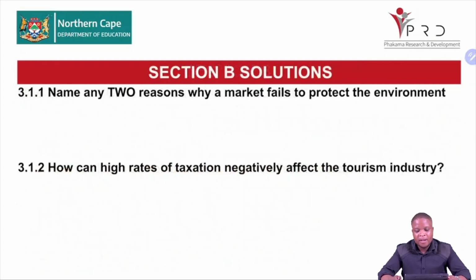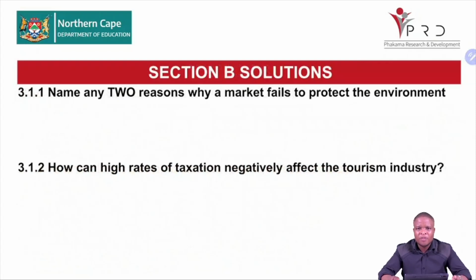Name 2 reasons why market fails to protect the environment. We think that the environment is a common resource, so we don't take care of it. We lack the knowledge. We are careless sometimes. We care about private benefits and cost only. That is the reason we don't take care of the environment.